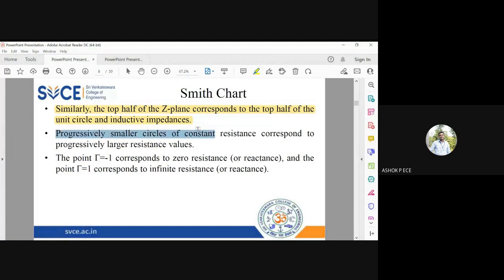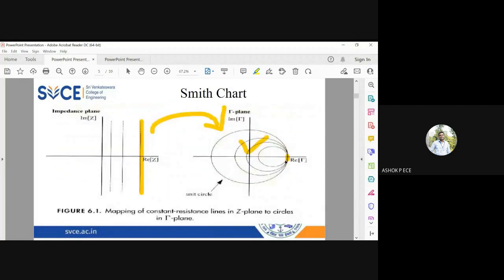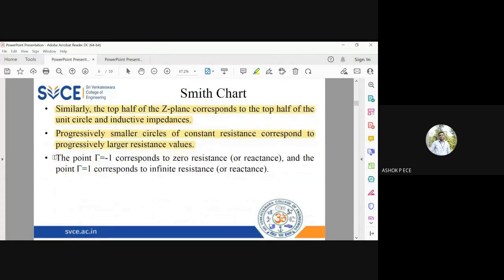So small circles of constant resistance will progressively increase and become large resistance values. Initially you can see how the circles are very small and they will constantly grow and become as big as possible. So tau equal to -1 corresponds to zero resistance. Zero resistance means, you know, short circuit. So remember, when you are short circuiting your network, the reflection is -1. The -1 indicates the reflection is 100% with a phase shift of 180 degrees.